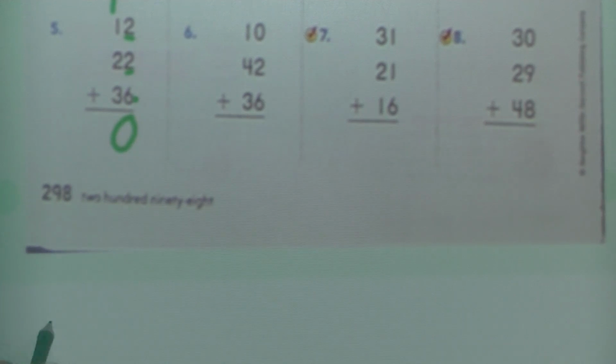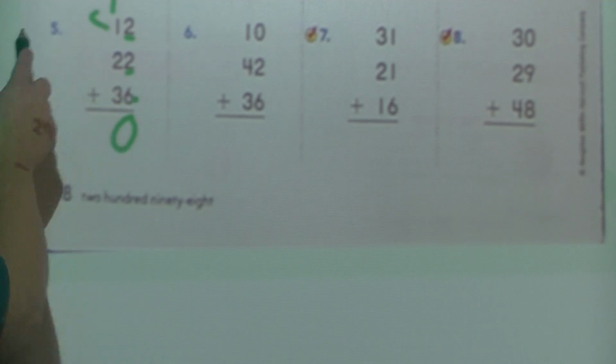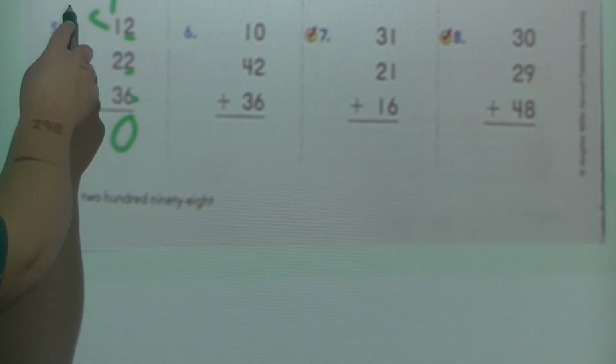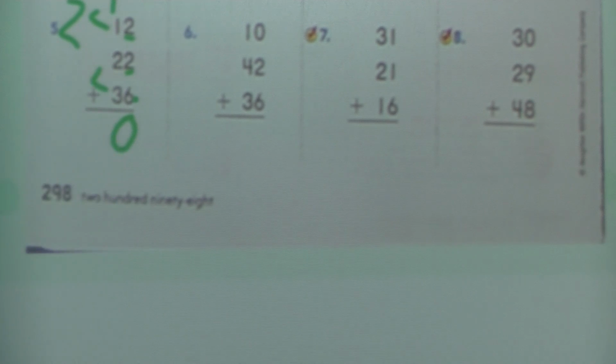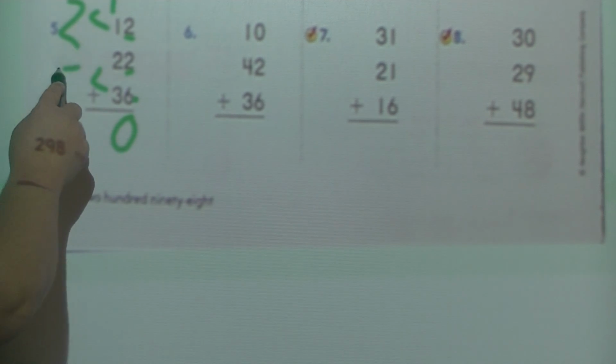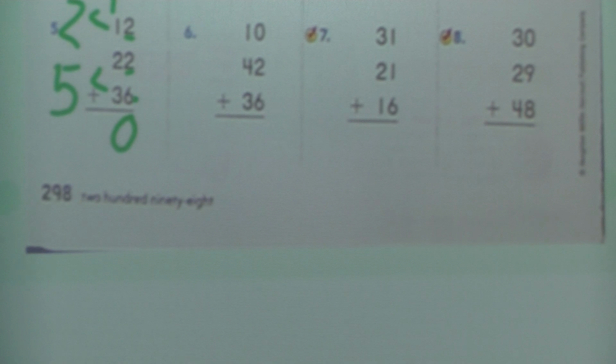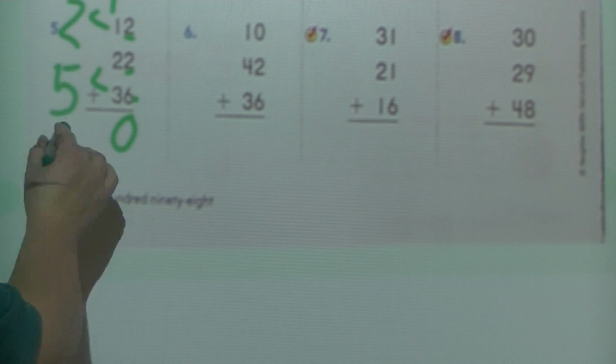Now we can add on the 10 side. 1 plus 1 is 2. 2 plus 3 is 5. We have to add one more time. 2 plus 5. 7. Answer is 70.